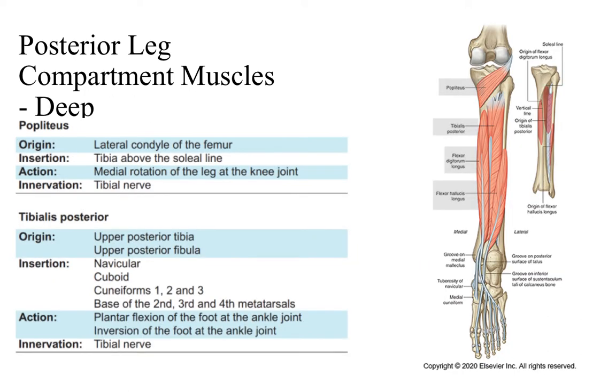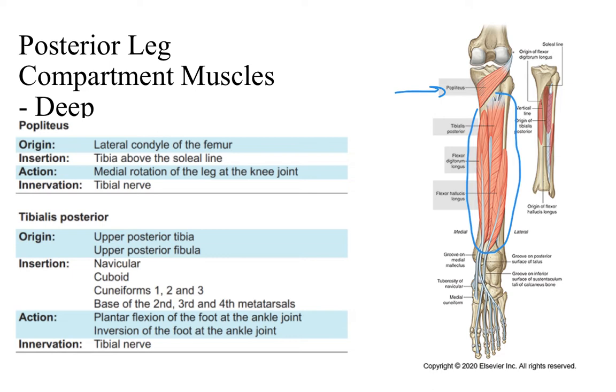Okay, so we've taken the plantaris out, we've taken the gastrocnemius out, and we've taken the soleus out, and we still have this group of muscles that are deep to those ones we've taken out, and so those are considered the posterior leg compartment deep muscles. So we'll start at the most superior and then work our way down, and so that takes us to the popliteus.